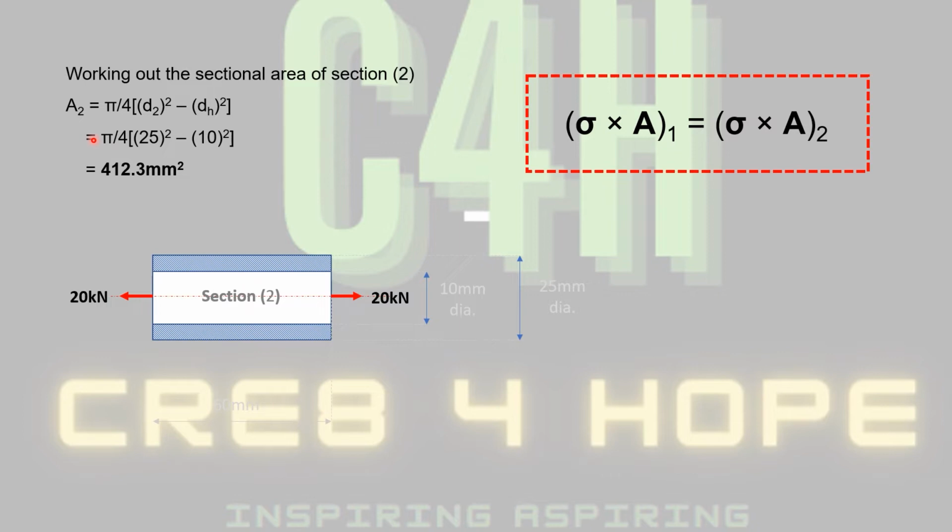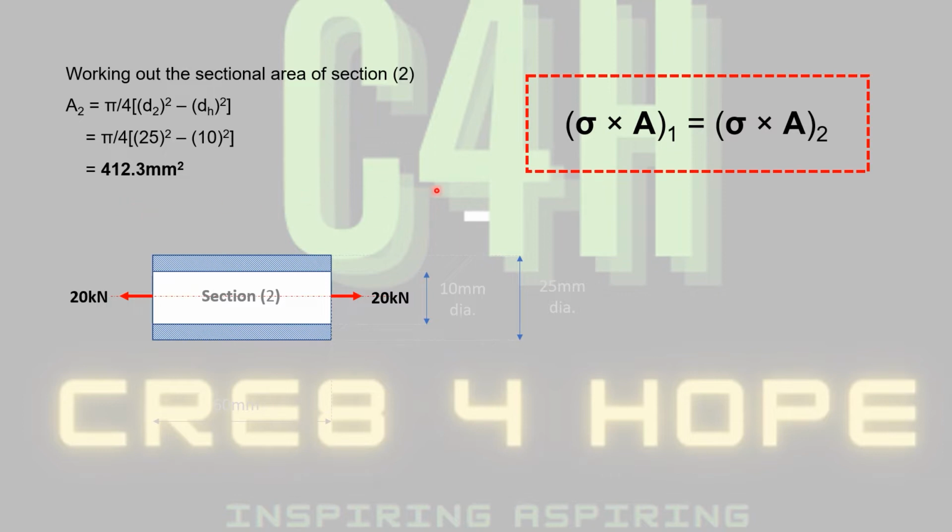So A2 is equal to pi over 4 into bracket D2 squared, where D2 represents the outside diameter, minus DH squared, where DH is representing the diameter of the hollow. So the diameter externally is 25. The diameter of the hollow or the bore is 10. You do the computation and you get 412.3 millimeters squared.